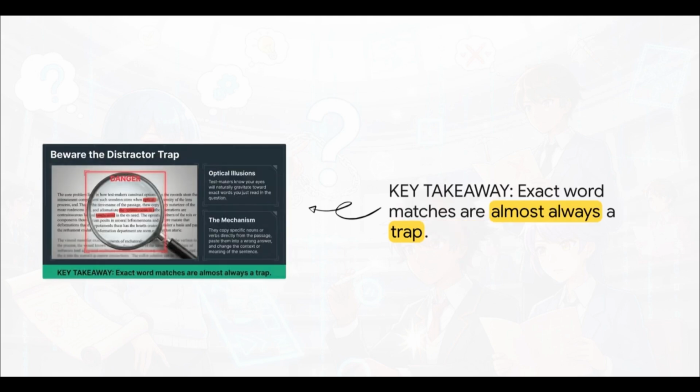So, what's their number one weapon? It's something called the distractor trap. And here's how it works. The test makers know, they absolutely know that your eyes are going to jump to the exact words you just saw in the passage. So they literally copy and paste words from the text into a wrong answer. It creates this kind of optical illusion, right? The word is the same, but the meaning is all twisted. So the key takeaway, and you have got to burn this into your brain, is this. Exact word matches are almost always a trap.